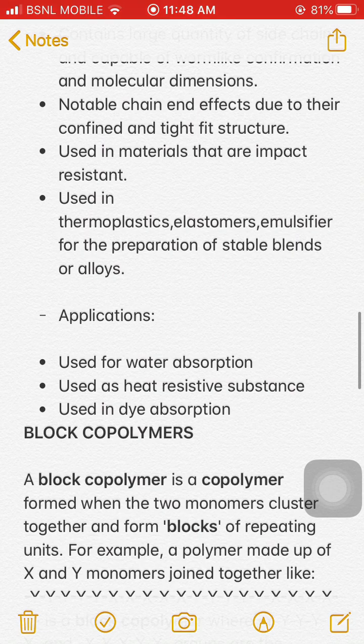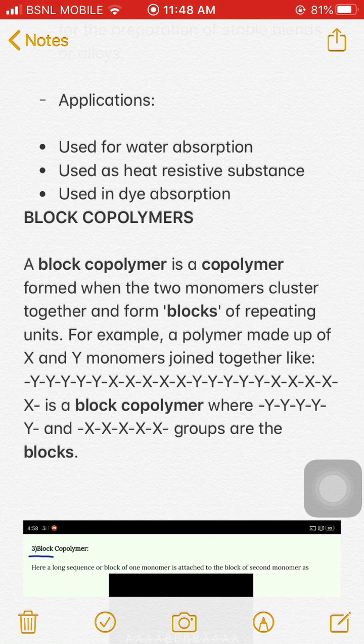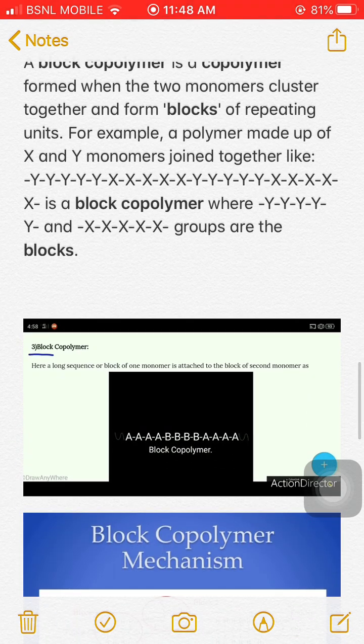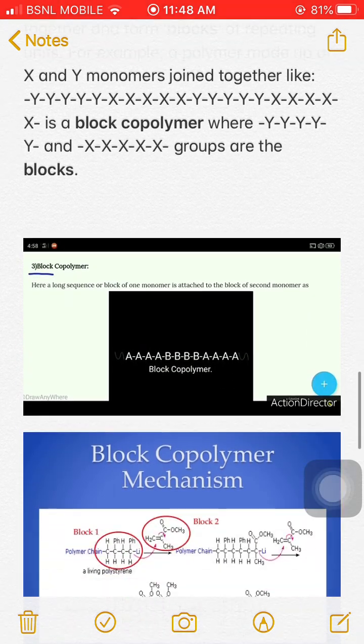So here the definition is, a block copolymer is a copolymer formed when the two monomers cluster together and form blocks of repeating units. So here an example given is using X and Y. Here Y and XXX groups are the blocks that are given. So generally a definition or a representation is given below.